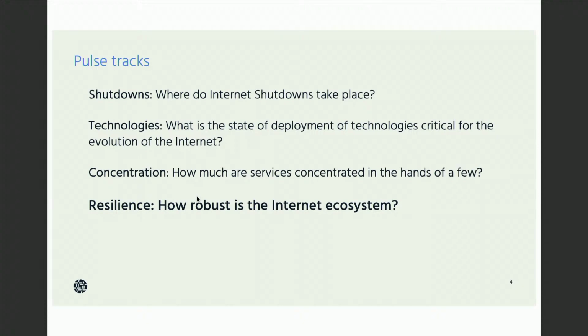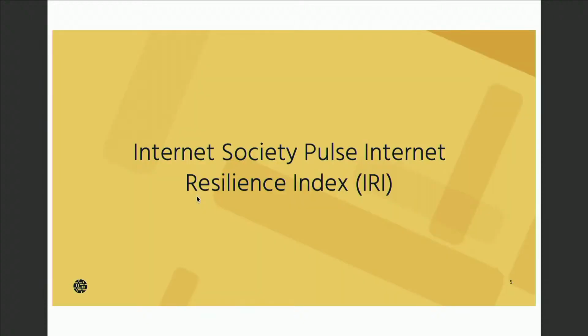We also provide some information about the adoption of key technologies such as IPv6, DNSSEC, TLS, HTTPS, and so forth. Another aspect that we look at is also concentration: how concentrated the market is in terms of CDN providers, certificate providers, data center providers. And what we are going to talk about today is resilience. So we have on the website a tool called the Internet Resilience Index, which I've been working on for the past couple of months.